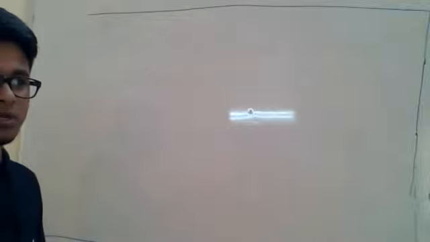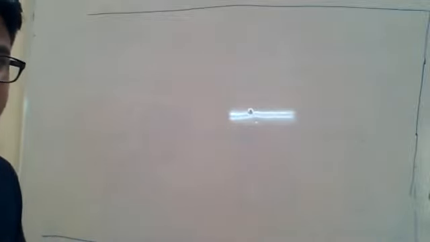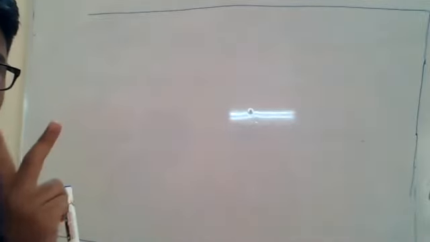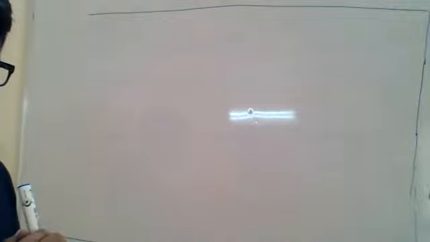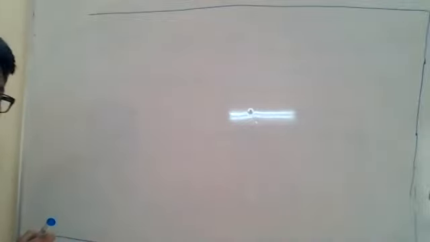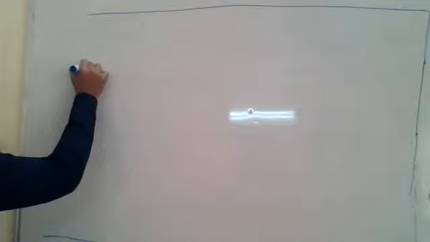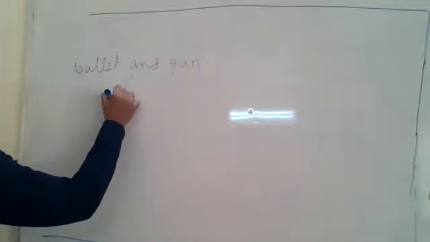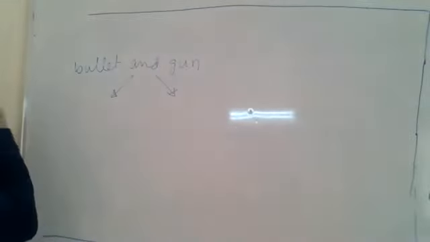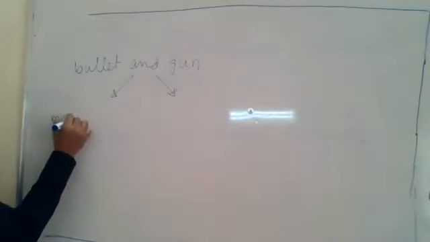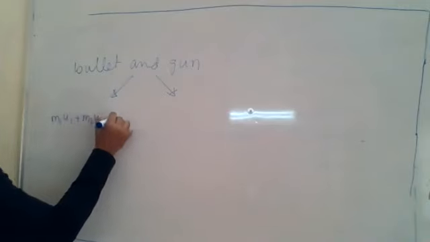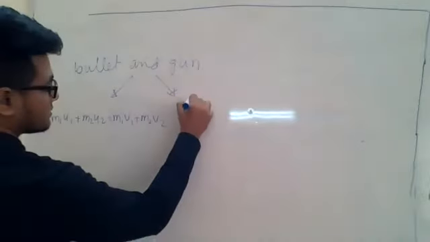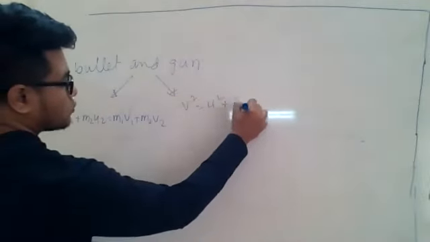Nobody is raising a hand, but still I'd like to discuss this one, because for this type of problem there is one technique to solve it. Remember this technique always. Whenever there is a bullet and gun problem, you might need 2 types of equation. One is the conservation law of momentum, that is m1u1 plus m2u2 equals m1v1 plus m2v2. Another one is v square equals u square plus 2as.